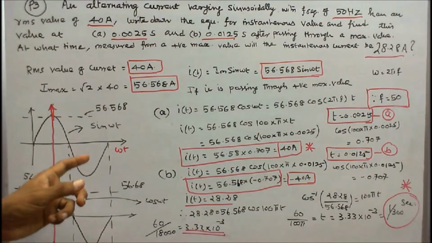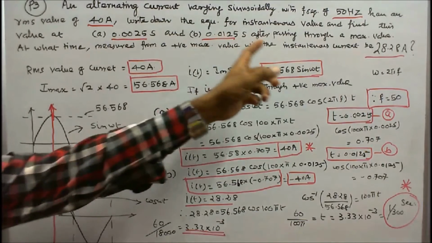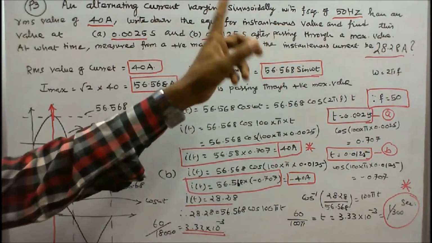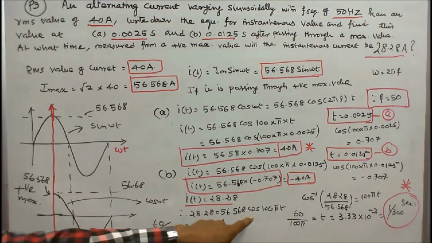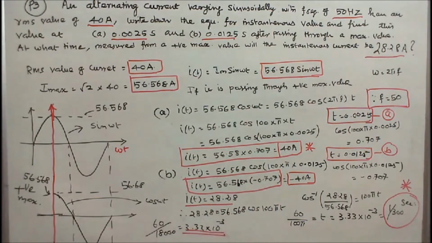The last question is, here the instantaneous current is given, that is 28.28. We have to find the time. Therefore 28.28 is equal to 56.568 cos 100 pi t. I can easily find t. t is equal to 1 by 300 seconds.